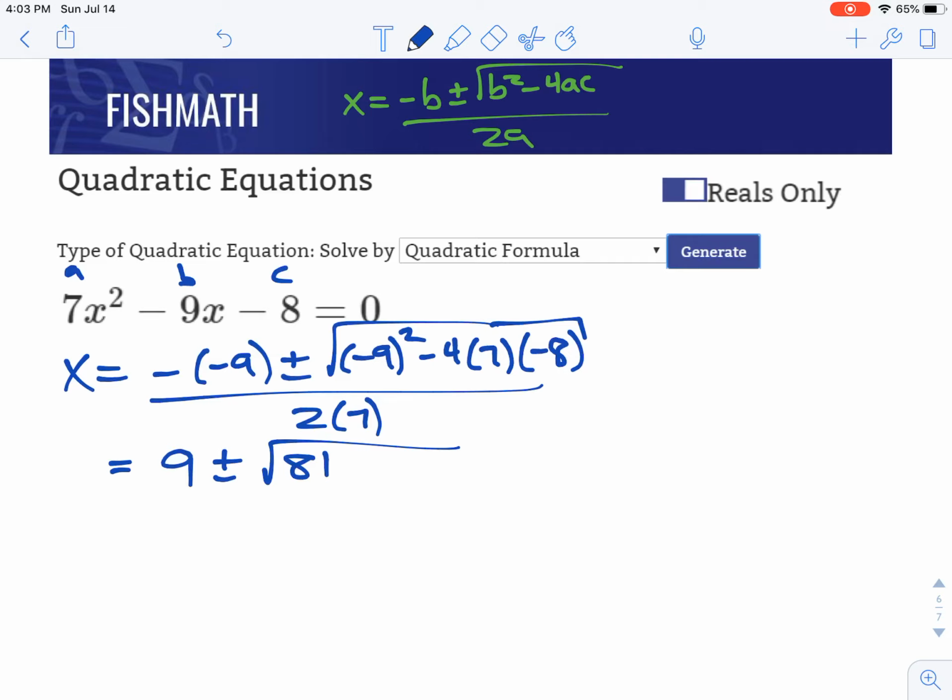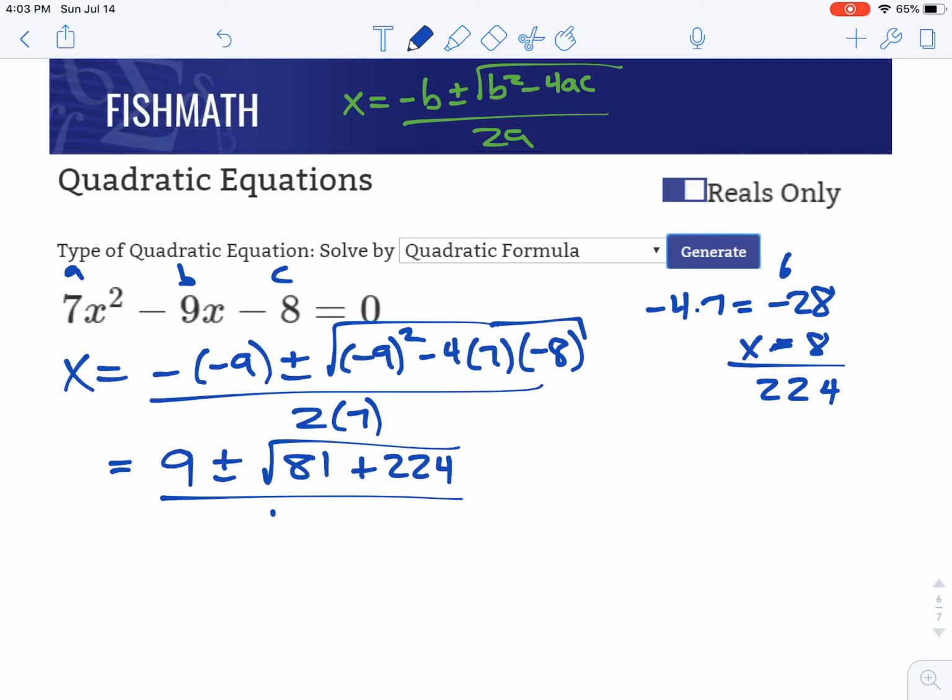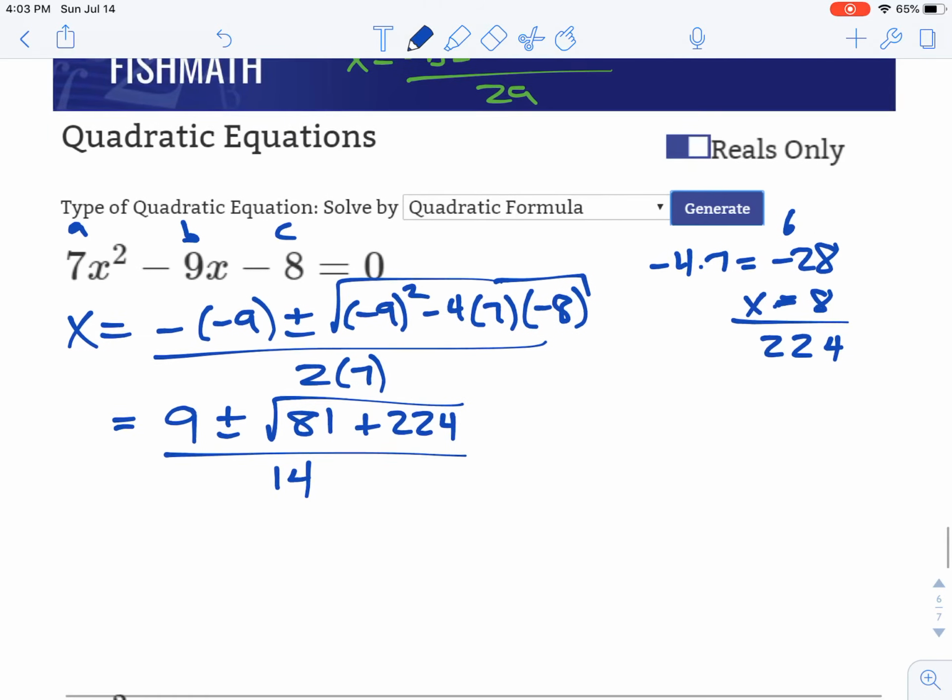It doesn't matter the order of multiplication ever. It's your commutative property. So negative 4 times 7 would be negative 28. And then that times negative 8, well, that would be a positive. 8 times 8 would be 64, 8 times 2 would be 16, plus 6 would be 224. So plus 224, all over 2 times 7, which is 14. Wow, this looks kind of crazy, but it's not that bad.